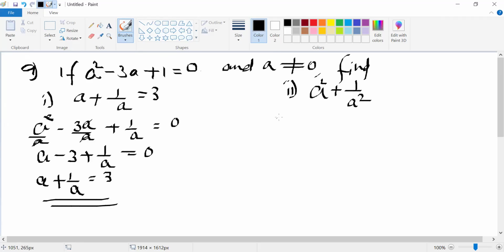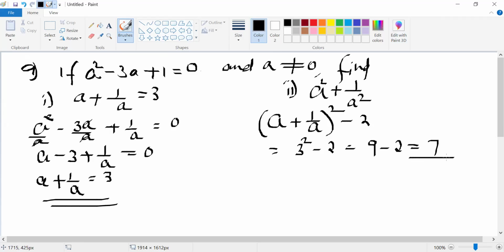That's it. Now a square plus 1 by a square. So what to do? a plus 1 by a whole square, if you do, what you will get? a square plus 1 by a square plus 2. That 2 we don't want. We want only a square plus 1 by a square. So 2 remove, so minus 2. So a plus 1 by a whole square minus 2. That plus 2 and minus 2 will get cancelled, so you will get only a square plus 1 by a square. So 3 square minus 2, 9 minus 2, 7. Clear?